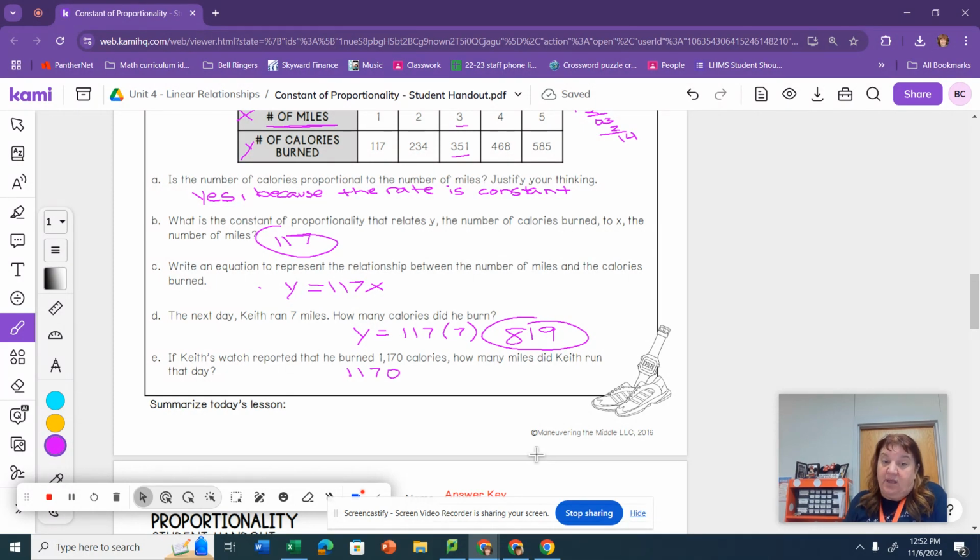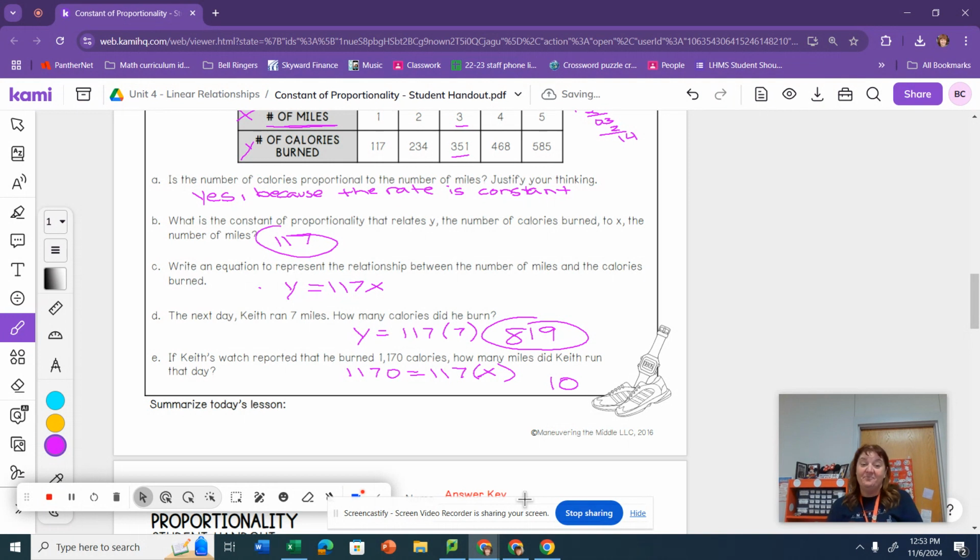But if Keith's watch reported that he burned 1170 calories, that's the y. How many miles did he go? Then you have to solve for x. So we're going to divide by 117 on both sides. Did you get the answer? The answer should be 10.